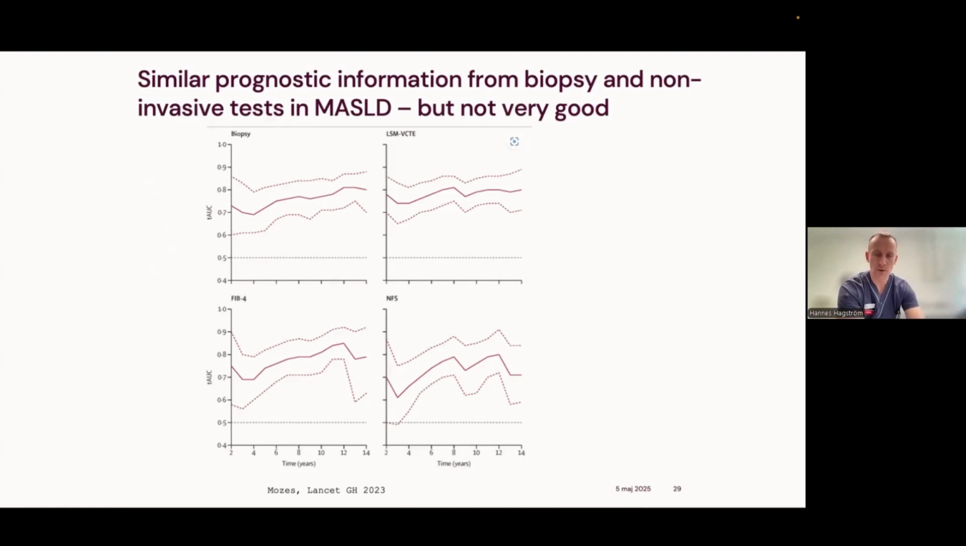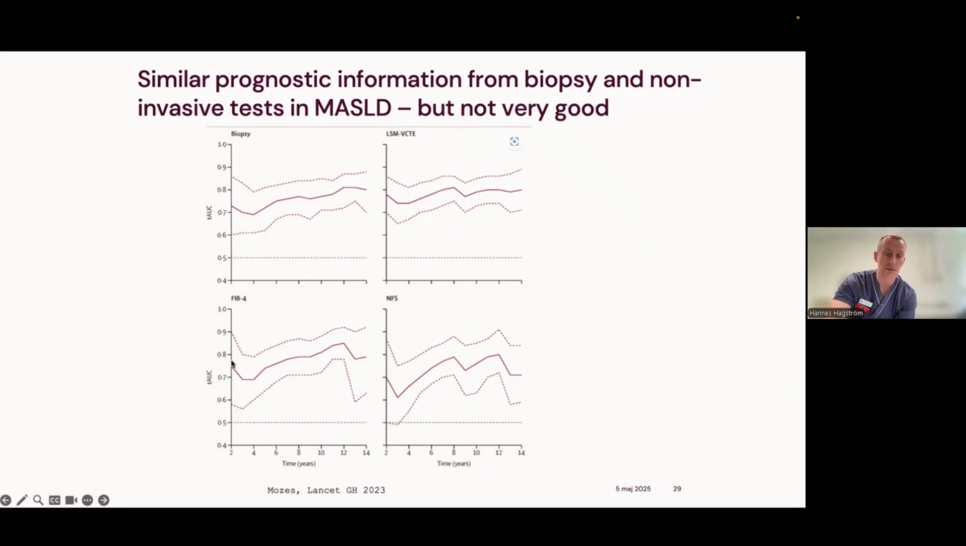So we also know that these non-invasive ways to measure fibrosis are actually, if we look at it from a prognostic pattern, they're usually quite as good as biopsy to determine who will develop liver-related outcomes later on in life. So this study from Lancet Gastro a couple of years ago showed that the AUC for biopsy to try to predict who will develop liver-related outcomes, it's around here 0.7 to 0.8 over time. It's the same for FibroScan, the same actually for FIB4, but it's not very good. So for this kind of test, you don't really want this poor predictive performance.